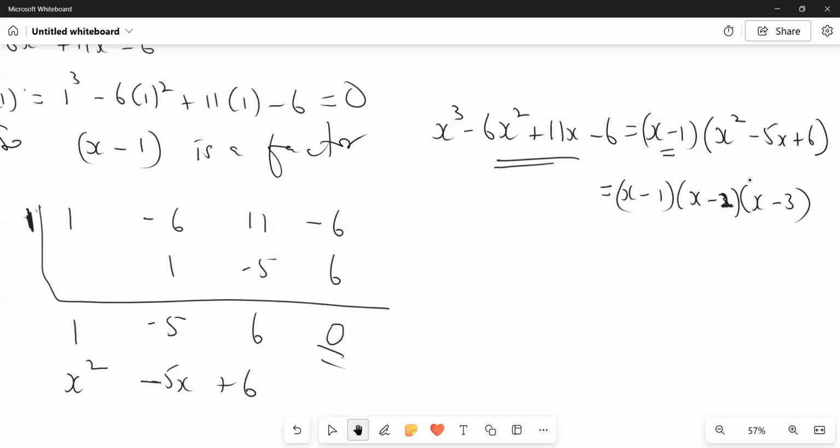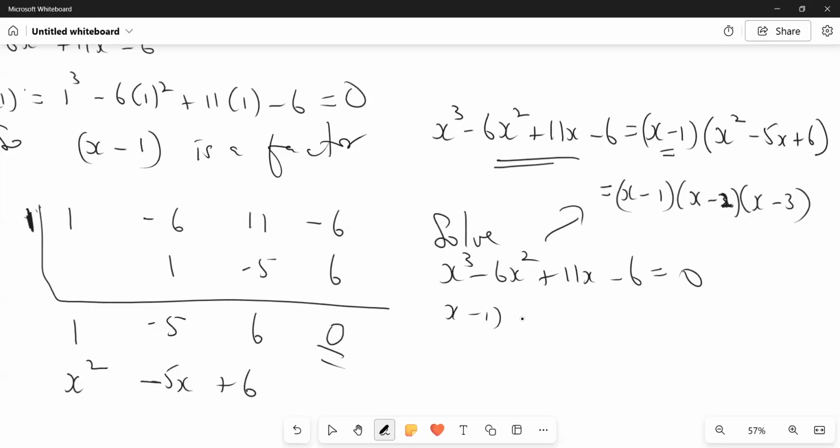So you see how the factor theorem is helping you here, right? As a matter of fact, it could help you do something even greater than that. Let's say you have to solve an equation like this. Solve x cubed minus 6x squared plus 11x minus 6 equals 0. How do you solve that? Well, you factorize it like you did here, and you end up with x minus 1, x minus 2, x minus 3 equals 0.